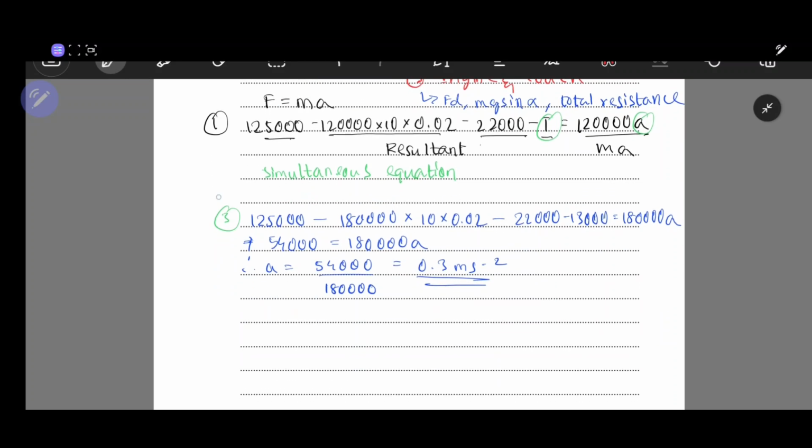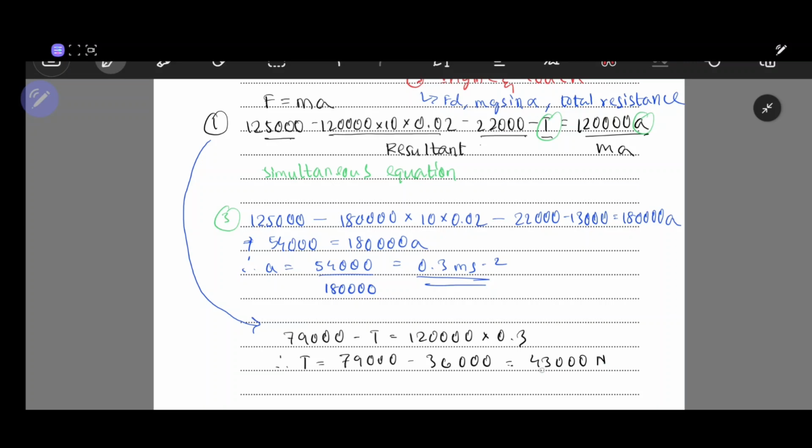So now we can move back to the first equation, which had two variables. Since we already found a, we just need to rearrange the equation and solve for t. So let's simplify. 125,000 minus 180,000 times 10 times 0.02 minus 22,000, so 79,000 minus t is equal to, now we'll input the value of a, times 0.3. Therefore, t is equal to 79,000 minus 120,000 times 0.3. So 79,000 minus 36,000, we get 43,000 newtons. That is the value of tension.